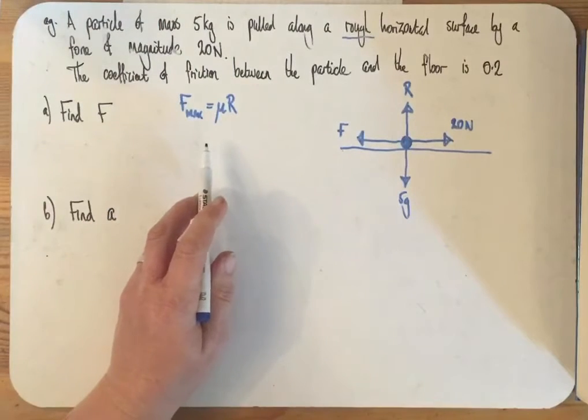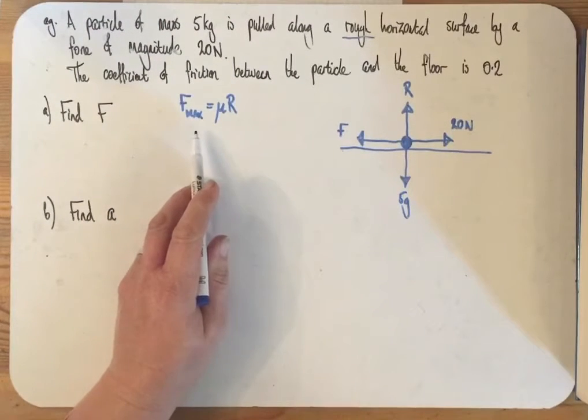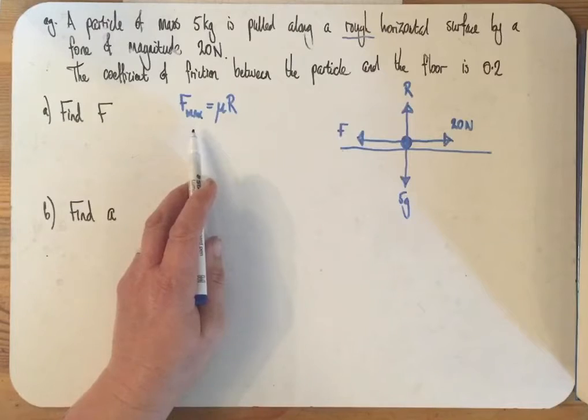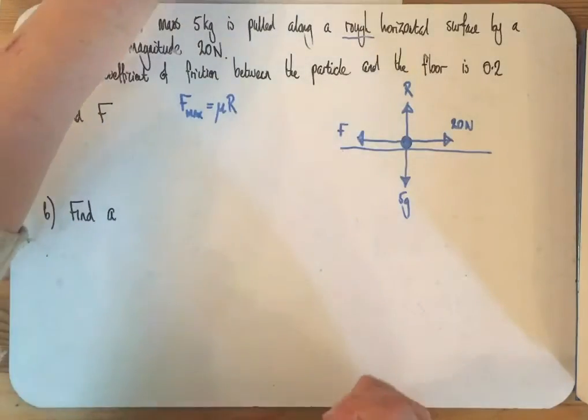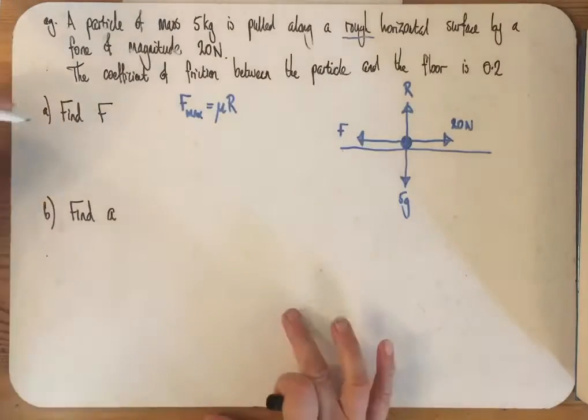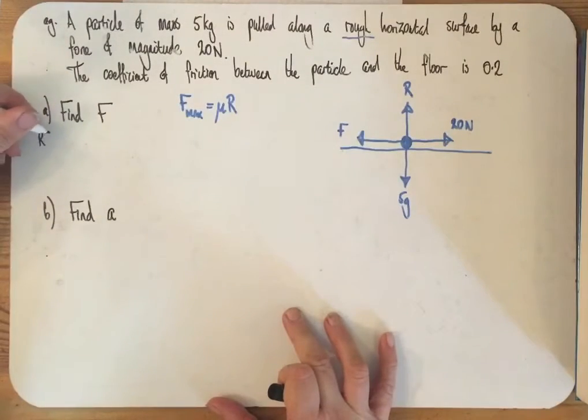So if the object is in motion, the friction will be at its maximum. It also will be if it's on the point of sliding or in limiting equilibrium, then friction will be at its maximum just before motion. So to find F, we need to resolve forces to find R. So resolving vertically.